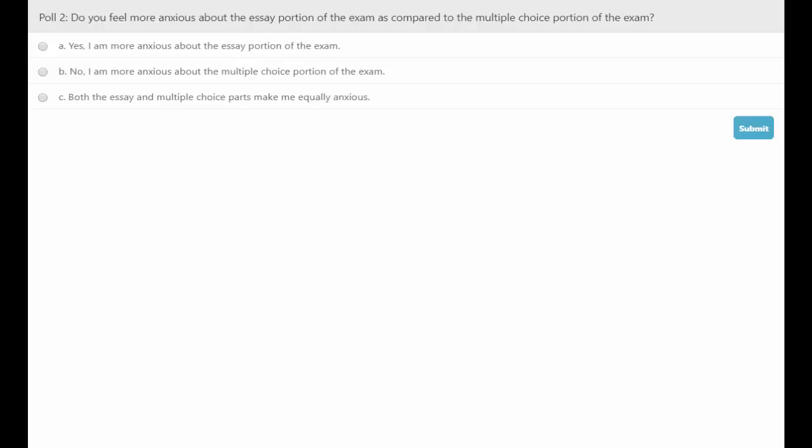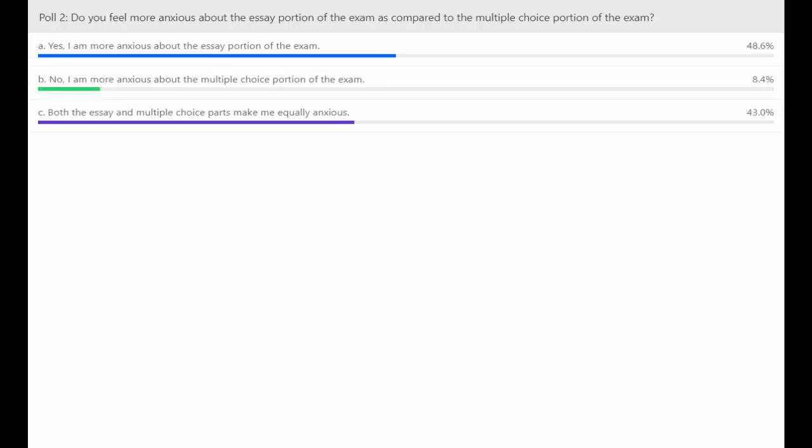So I'm going to turn it back over to you, Lisa, and we can see where the anxiousness lies for our audience. Thanks so much, Adam. So let's see. So a lot of anxiety around the essay portion of the exam, and then people also feel very nervous about both parts of the exam, and that's understandable.